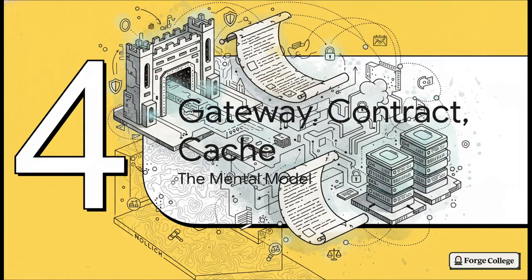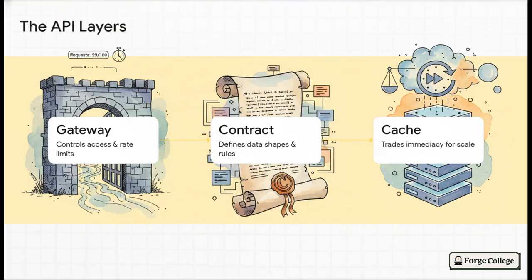Section 4, Gateway, Contract, and Cache. To really master how these interfaces work, we need a mental model to visualize the engineering trade-offs being made. And this brilliantly illustrates the concept by breaking an API into 3 distinct layers. First, you have the gateway. This is the choke point controlling access and stopping spam, what's called rate limiting.